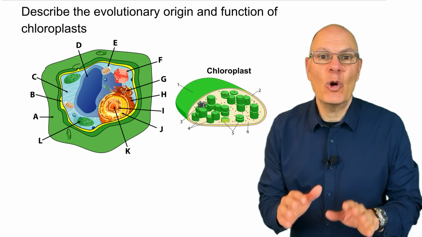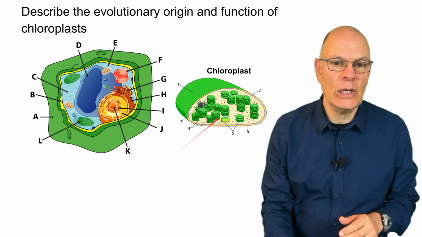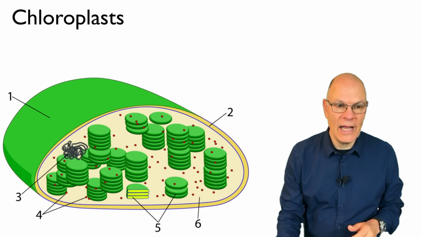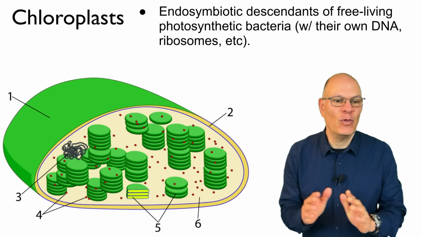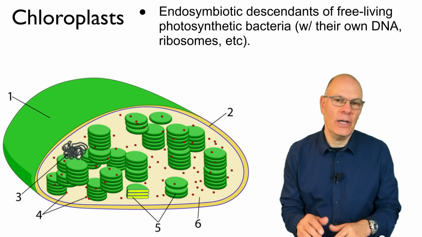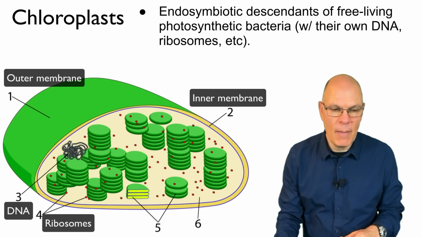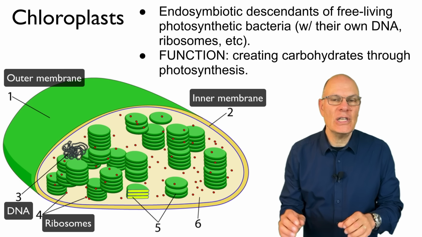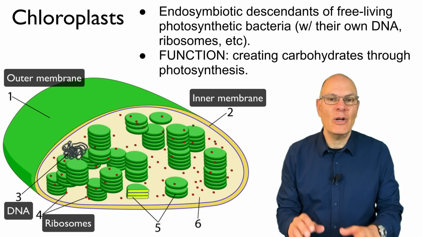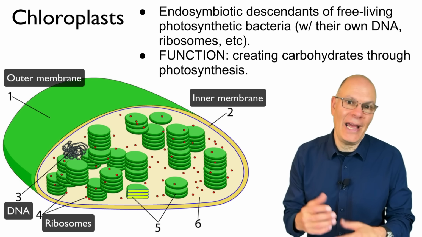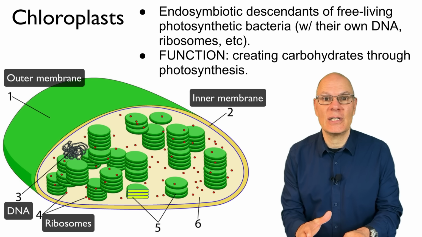Describe the evolutionary origin and function of chloroplasts. Here are chloroplasts over here. Here's a single chloroplast. Chloroplasts are the endosymbiotic descendants of free-living photosynthetic bacteria, and that's why they have their own DNA, their own ribosomes. That's why they have two membranes. Their function is creating carbohydrates through photosynthesis. We're going to leave their detailed structure and how they work for Unit 3 when we discuss photosynthesis.